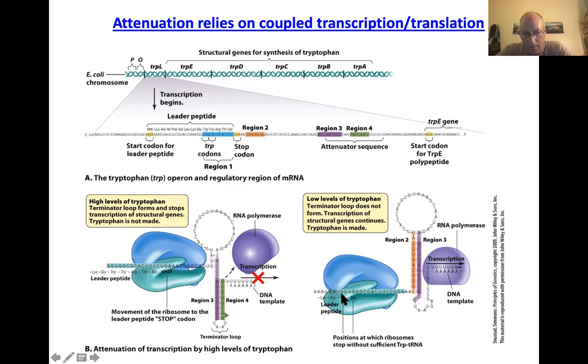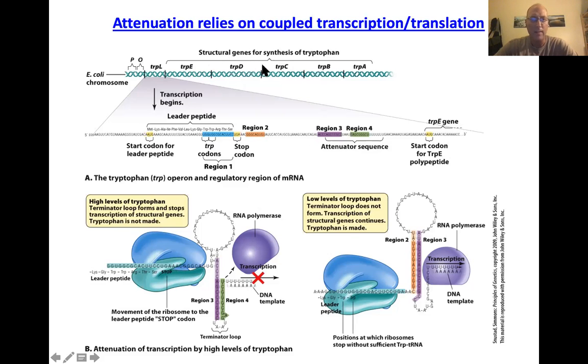However, if the ribosome gets stuck here because there's not enough tryptophan around, then this region 2 here pairs with region 3 as soon as region 3 is made, and then we don't have a terminator because there's no run of U's after this, right? So if there's no terminator, the RNA polymerase just keeps on going and transcribes the rest of this operon, okay? So transcription continues if the ribosome gets stuck waiting here. Transcription stops if the ribosome doesn't get stuck.